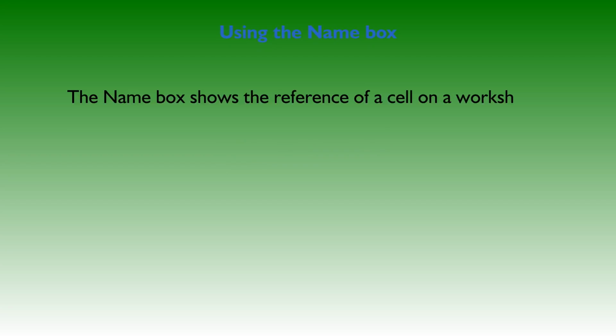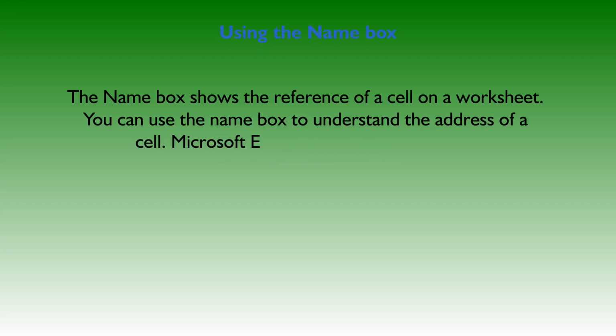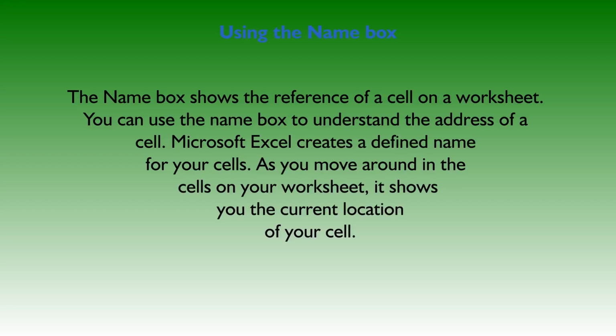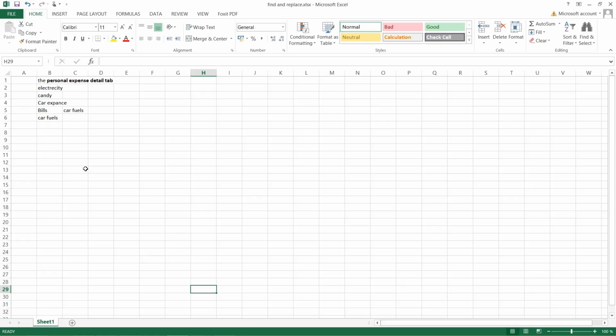Using the Name box. The Name box shows the reference of a cell on a worksheet. You can use the Name box to understand the address of a cell. Microsoft Excel creates a defined name for your cells. As you move around the cells on your worksheet, it shows you the current location of your cell. For example, Figure 2.18 shows that the current cell where the cursor is C4, which is in the name box.